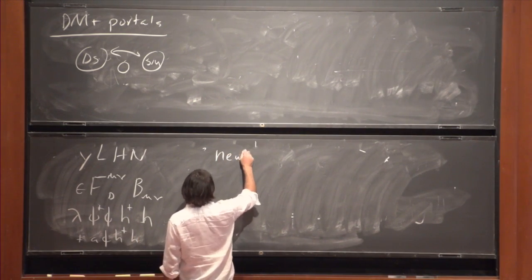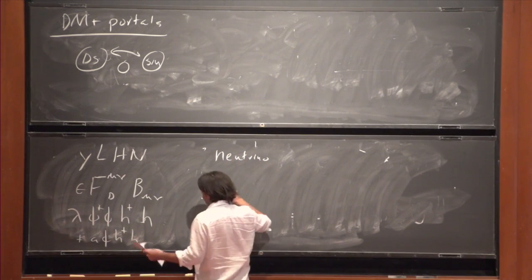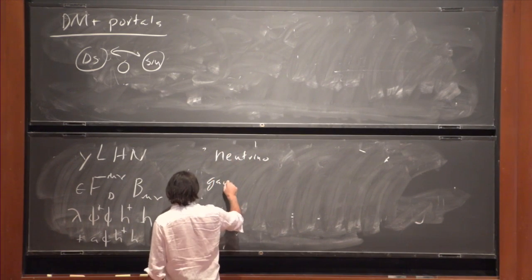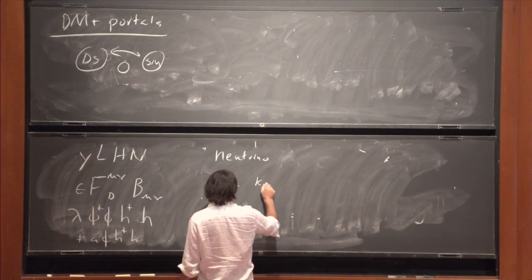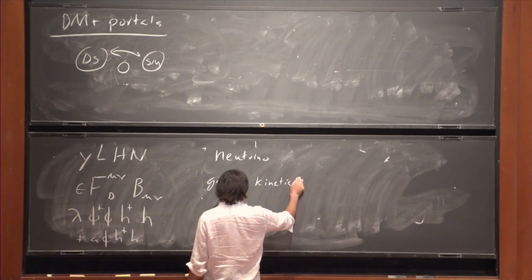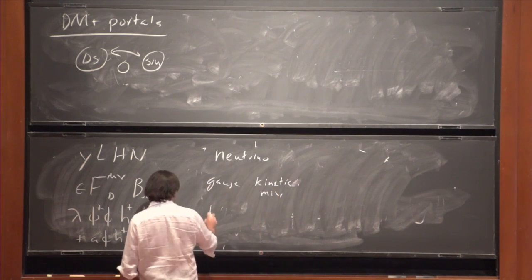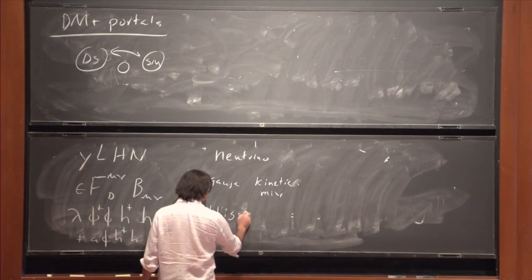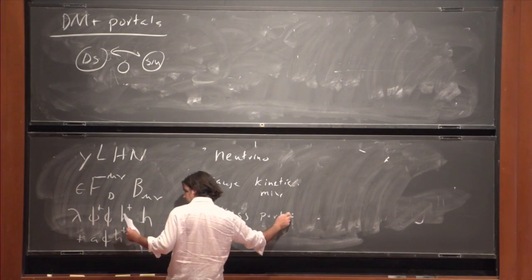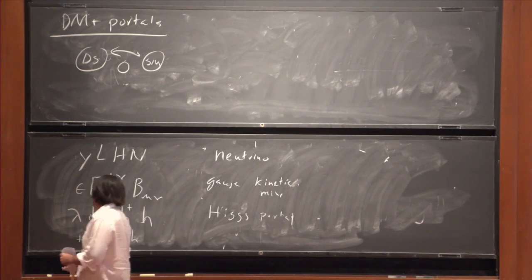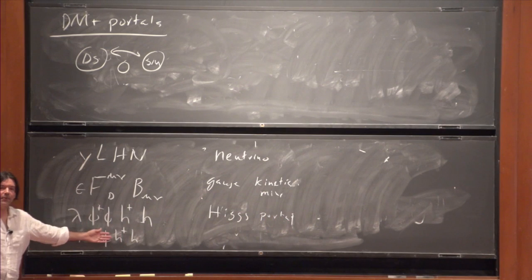So this is the neutrino portal. This is the gauge or kinetic mixing portal. And this is the Higgs portal. There are obviously two operators here that I've written down, and I've categorized them as the Higgs portal.